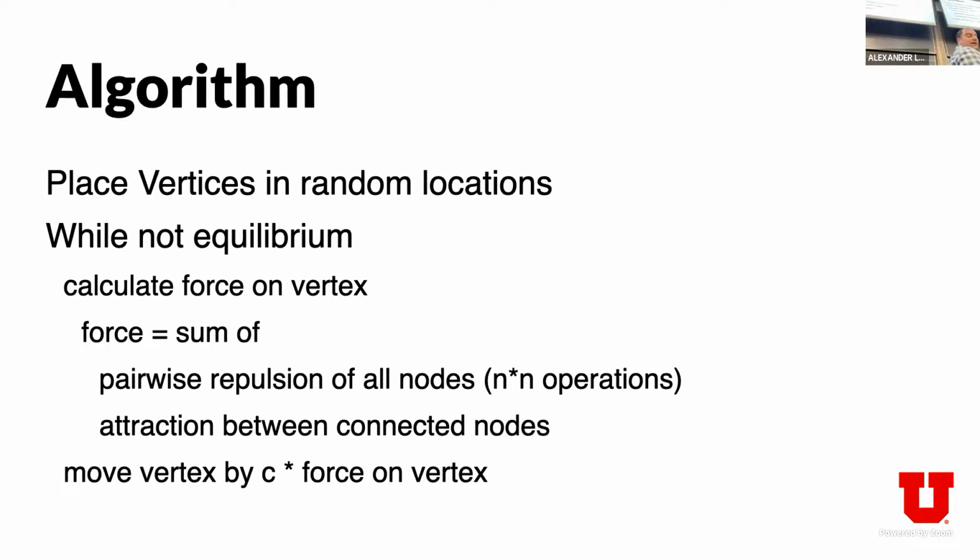So how does this work? First, we start off by placing vertices in random locations. And then we have a loop, and we say, while not in equilibrium, and you can measure equilibrium by how much nodes were moved in total, right? So I would probably have some kind of lower bound measure here. Calculate the force on each vertex. And the force here is the sum of all pairwise repulsion of all nodes, right? So I take every node and calculate my repelling force to everything else.